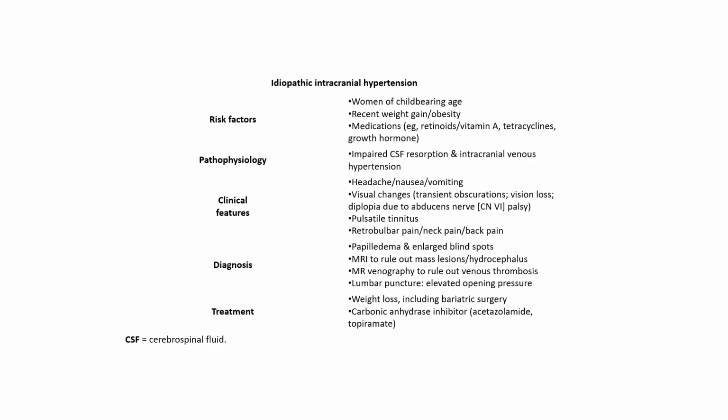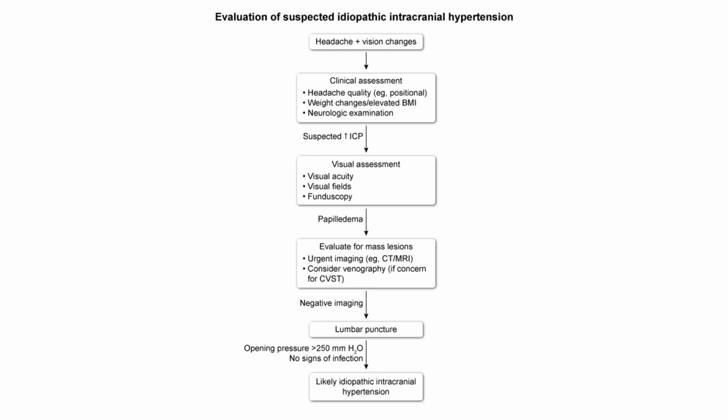What's the treatment? How will you treat this case? As obesity is one of the risk factors, we should ask the patient to lose weight first. If he cannot lose weight, we can do bariatric surgery. If the patient's BMI is more than 35 kg per meter square, you can counsel the patient for bariatric surgery. And the drug of choice is the carbonic anhydrase inhibitor acetazolamide, and topiramate. This is the general overview: the risk factors, pathophysiology, and IIH as a whole.